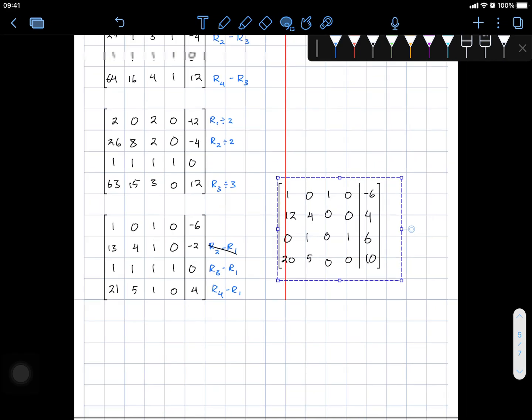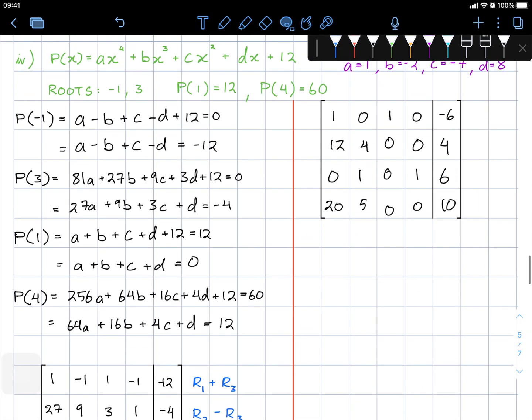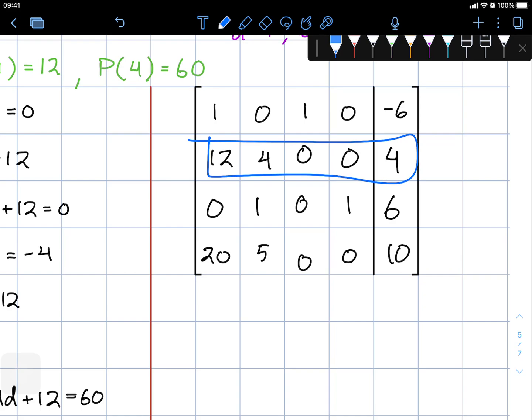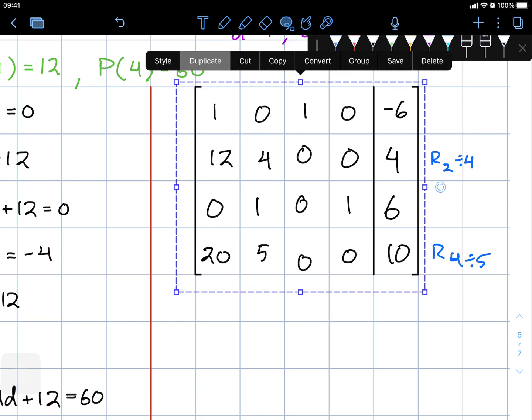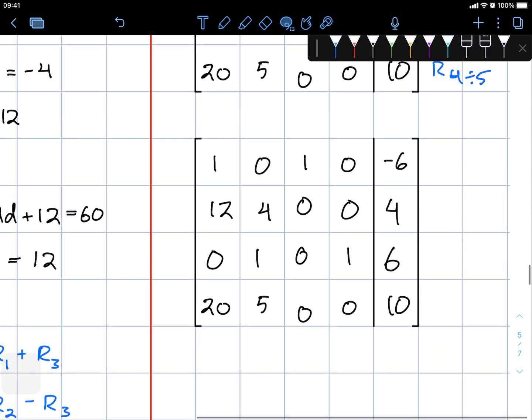Let's move this all the way up. And from here, I can see that we can divide these by 4. Row 2, divide 4, and I can divide everything here by 5. Row 4, divide 5. Let's evaluate that. So these will all divide by 4.